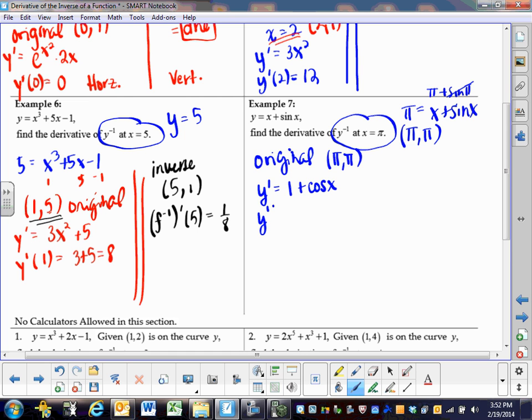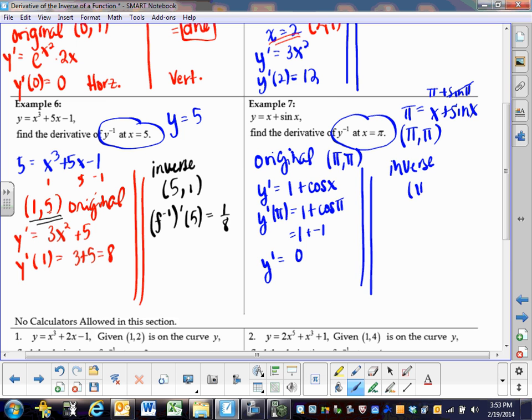Okay, so inverse at x equals pi really means that pi has to equal x plus sine x. So if I let x equal pi, I would have pi plus sine pi, which is 0. So it actually comes out as pi. That does not, however, mean that the slopes are the same. It means the point is the same. You can have lots of different slopes go through the same point.